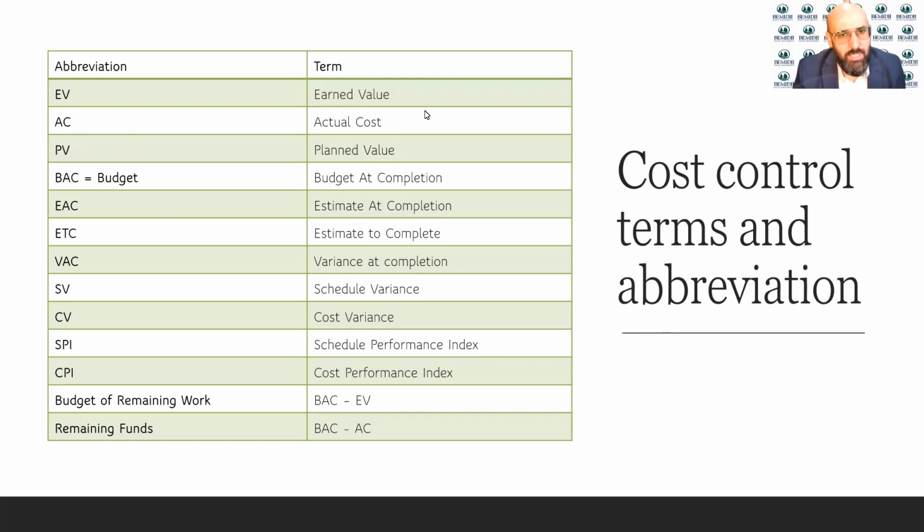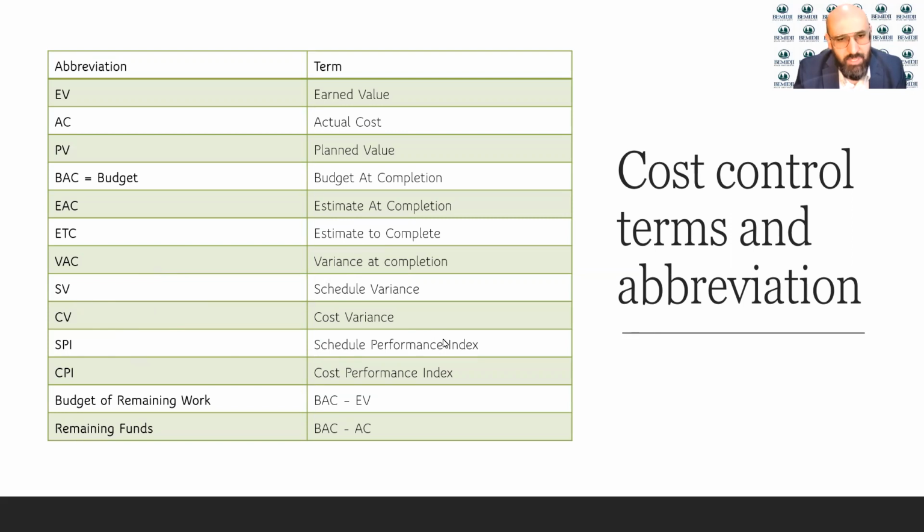Here is a summary of all these terms and abbreviations. So EV stands for earned value, AC for actual cost, PV, the planned value, BAC, which is the baseline budget for a project, or what it's called the budget at completion. EAC is the estimate at completion. Then ETC, estimate to complete. VAC, variance at completion. Now, these are the four concepts that we haven't covered yet, but we will cover them in the next slide or so.